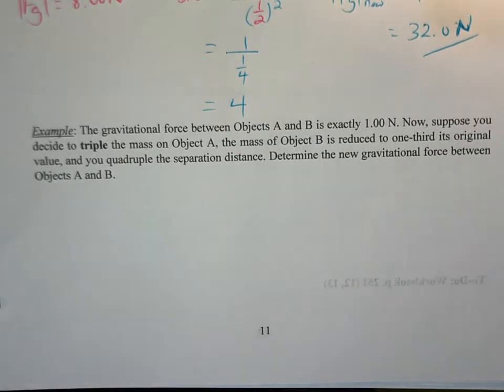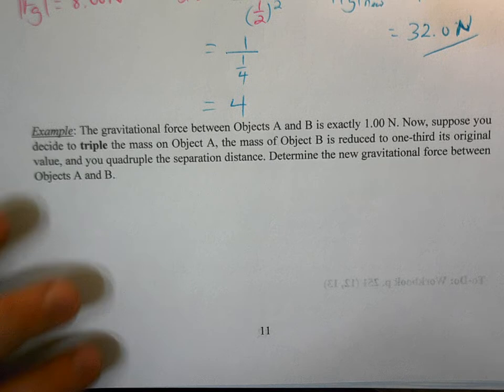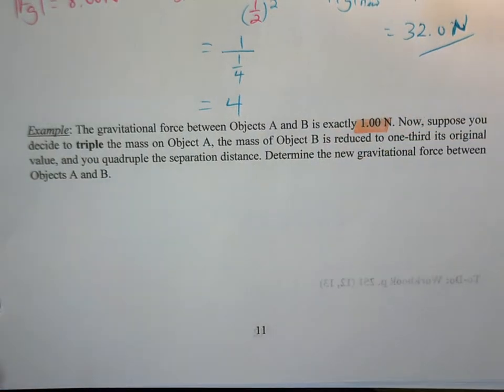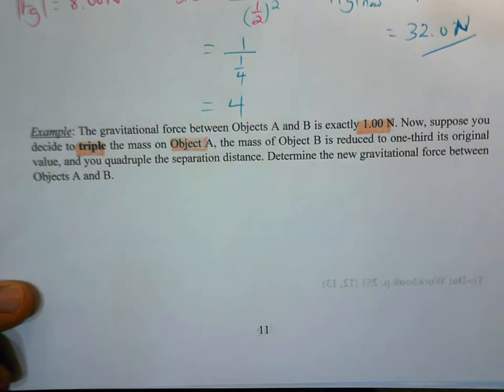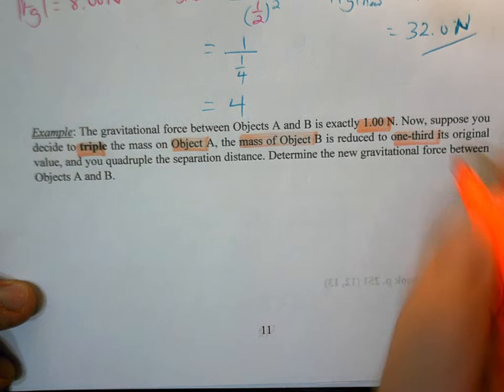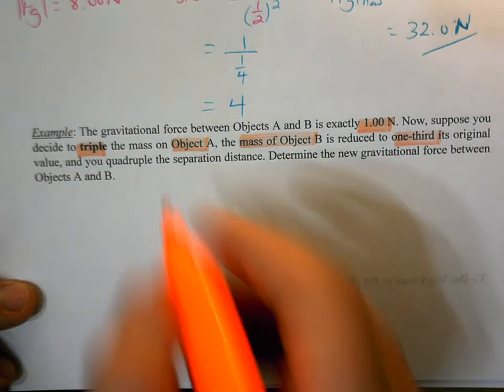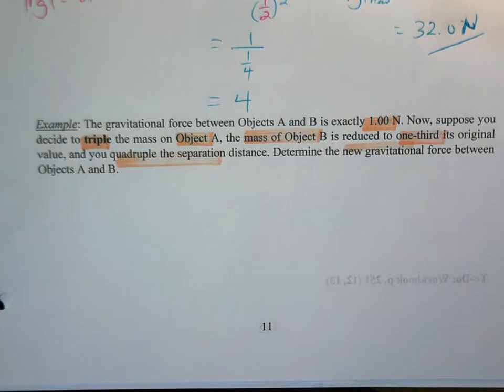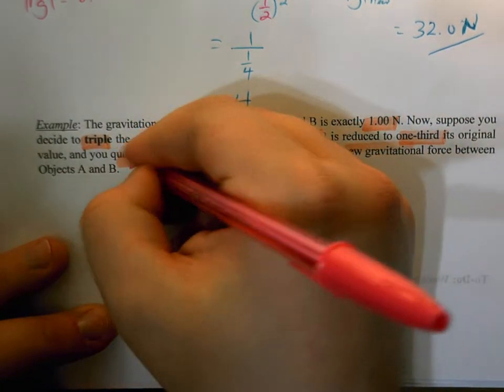Let's pull out all the stops for this one. So we're told that the force of gravity between A and B is 1 newton. Now we're going to triple the mass on object A. We're going to reduce the mass of object B to 1/3 its original value, and we're going to quadruple the separation distance. So again, quadruple, it means it's going to be a factor of 4.